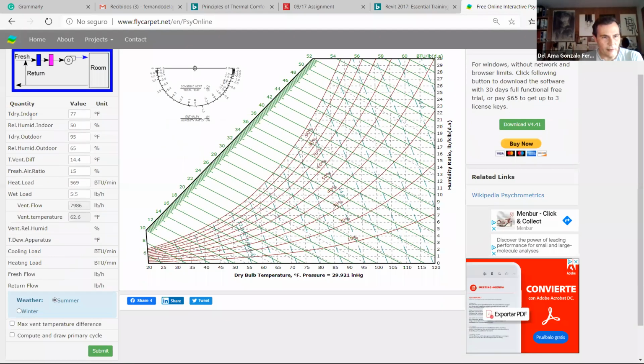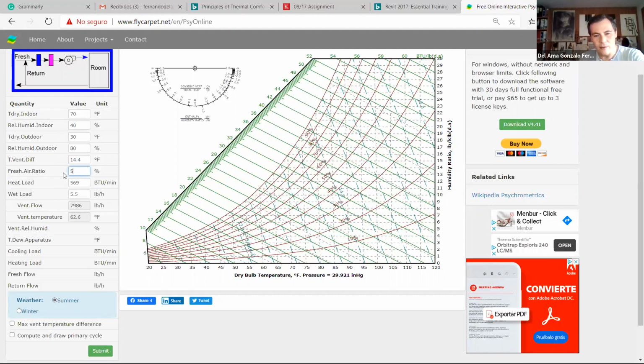And what are the inputs here? We need the indoor and the outdoor conditions. The indoor conditions, again, are 70 Fahrenheit and relative humidity 40. The outdoor conditions are 30 Fahrenheit and relative humidity 80. And here, this is the fresh air ratio.